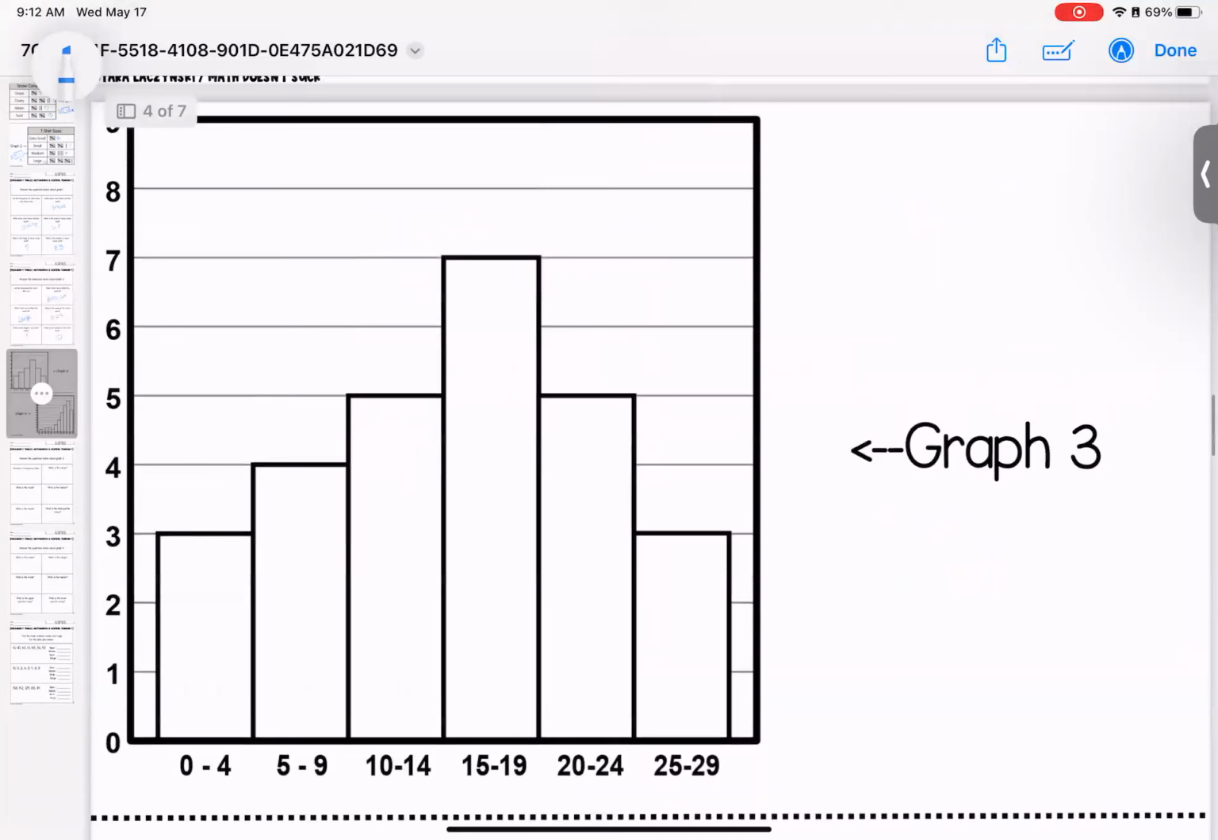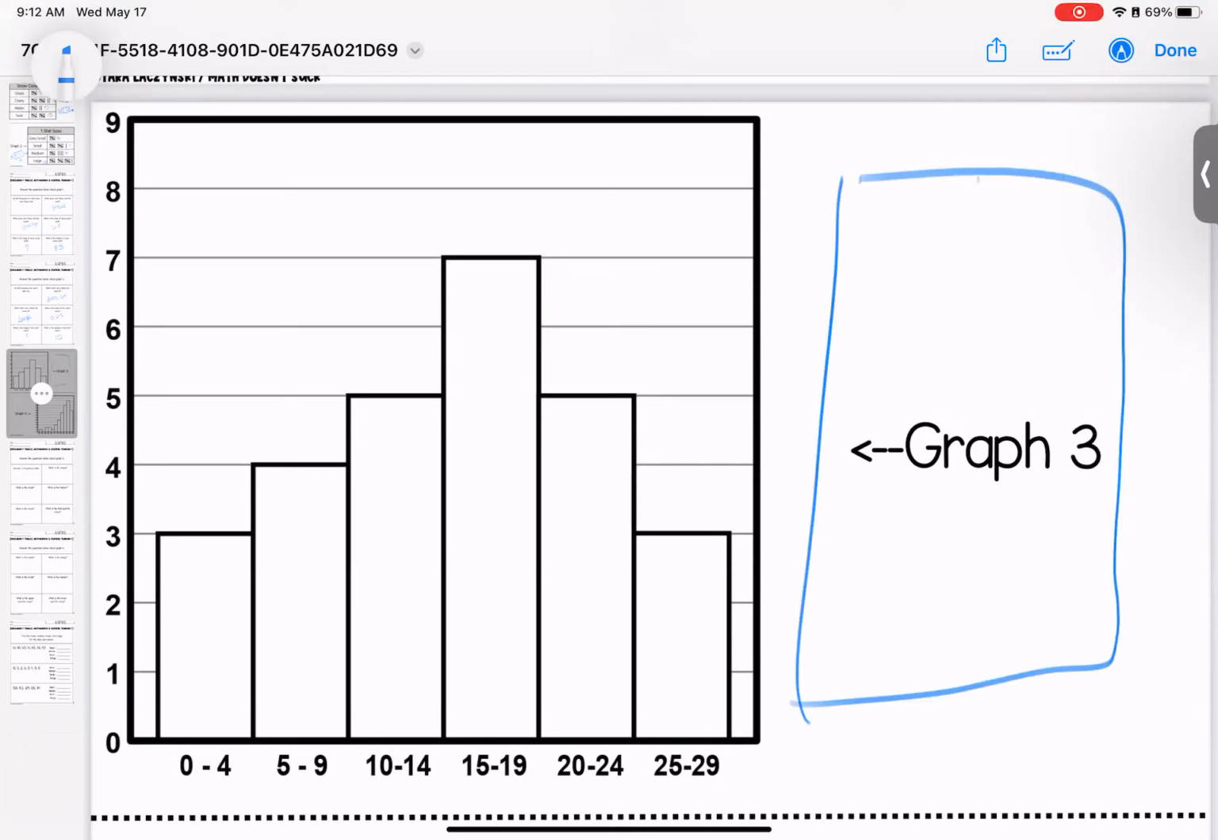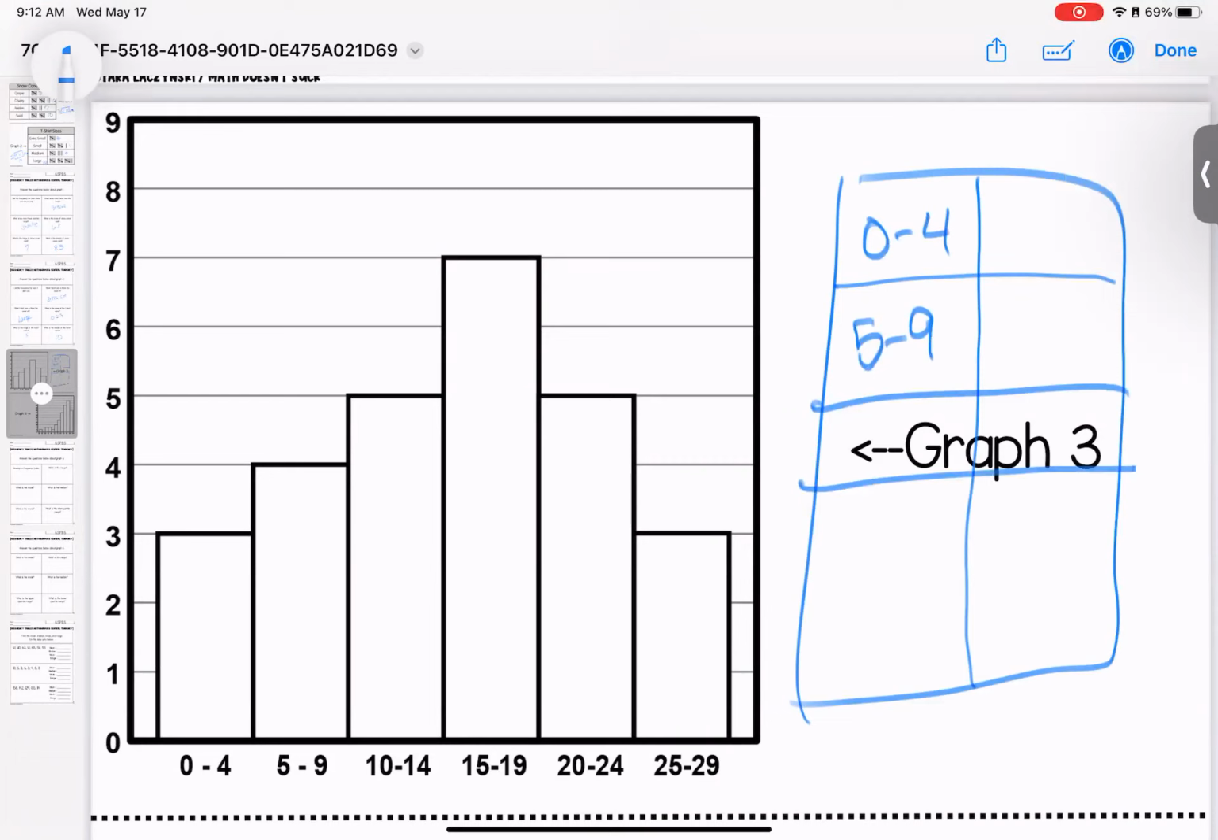All right, so for this one, I asked you to make a frequency table. To make your table, draw a box. It's going to start with having the sizes: 0 to 4, 5 to 9, 10 to 14, 15 to 19, 20 to 24, and 25 to 29.